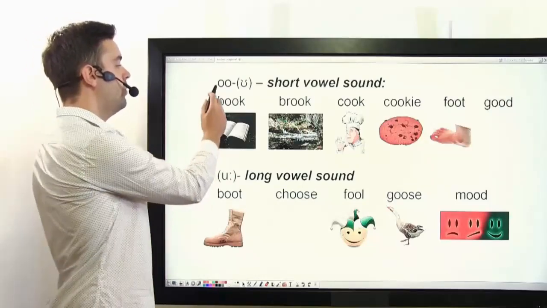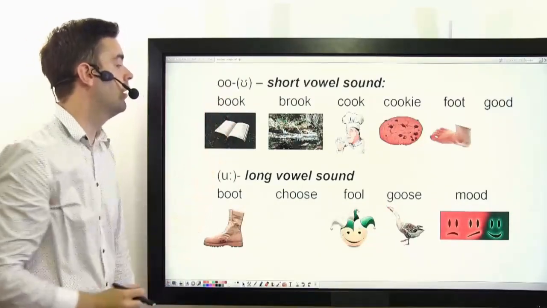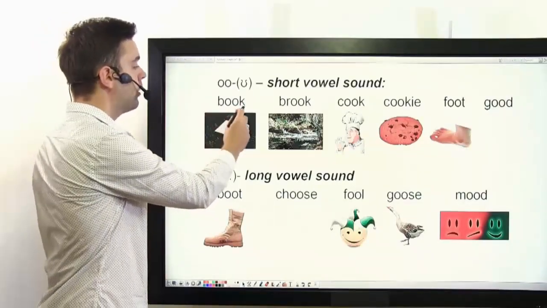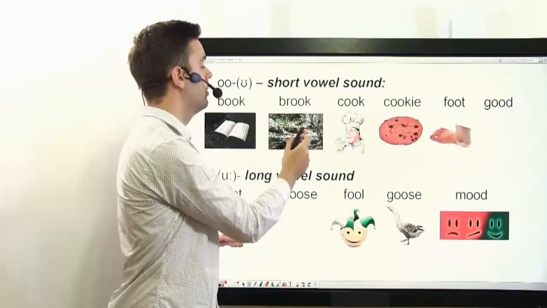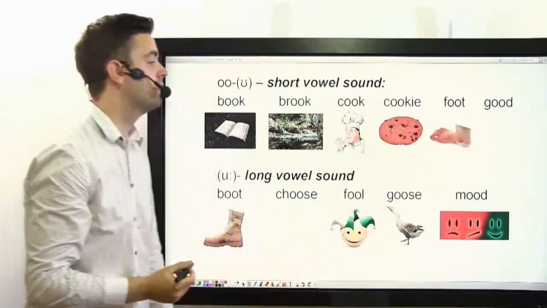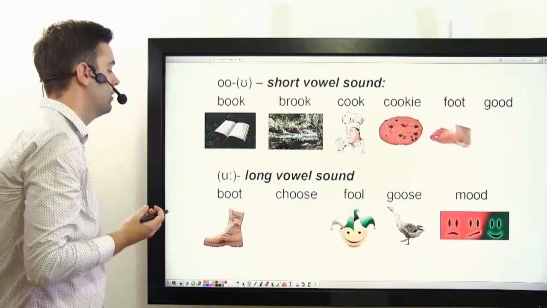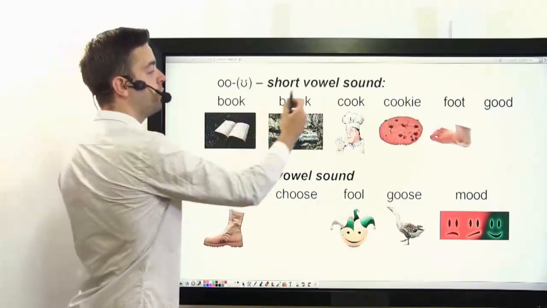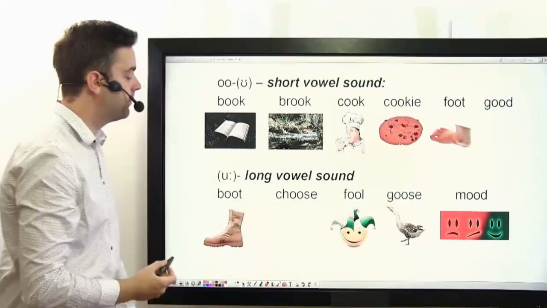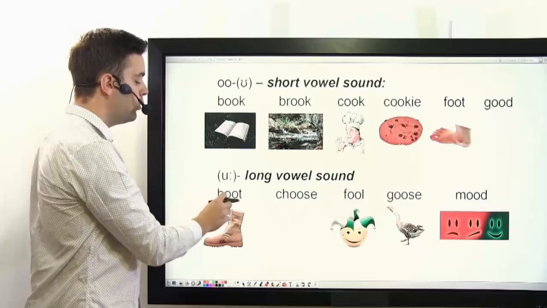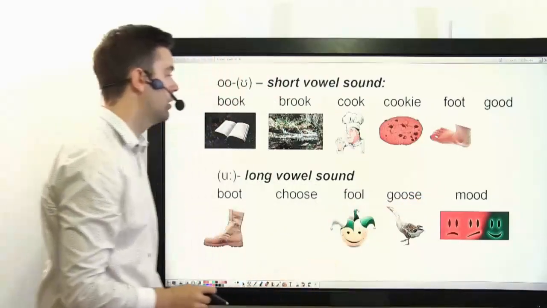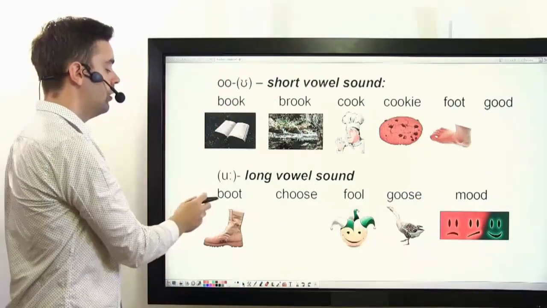When we join two O's together, we get a short oo. So you can get book, brook, cook, cookie, foot, and good. It's like an uh noise. That's a short vowel sound. When we join two O's together, we can get a long vowel sound as well. So boot, choose, fool, goose, and mood. So oo.